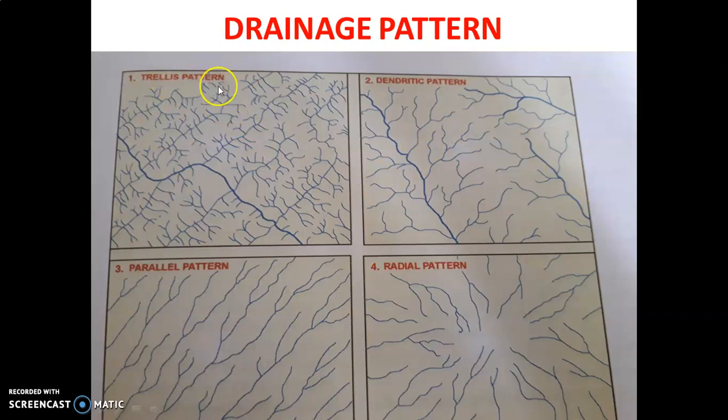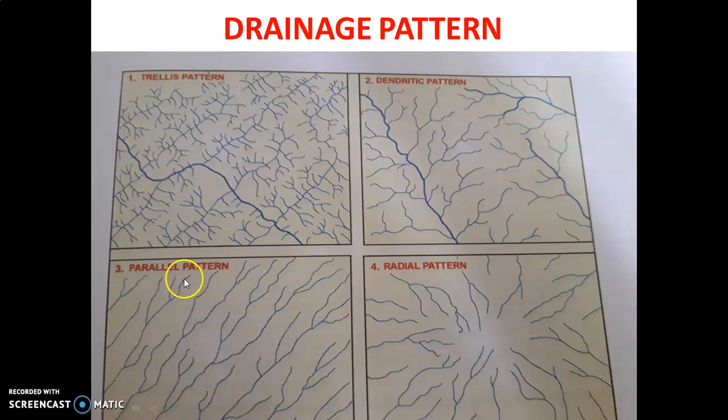The first is trellis pattern. In this, we have to remember one thing, when the tributary joins the main river roughly at right angle, then trellis pattern will be formed. Dendritic pattern. In this, when tributaries or small rivers join the main river at acute angle, then dendritic pattern will be formed.